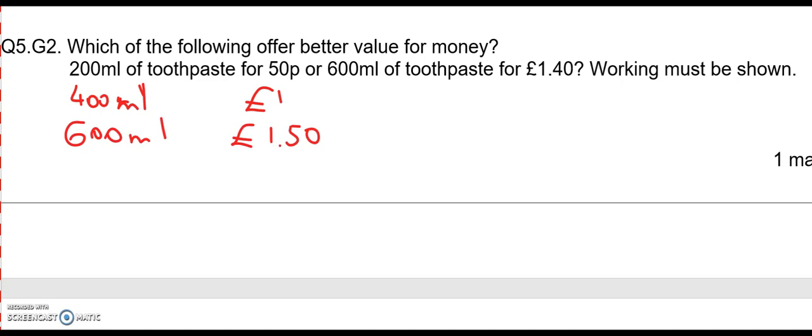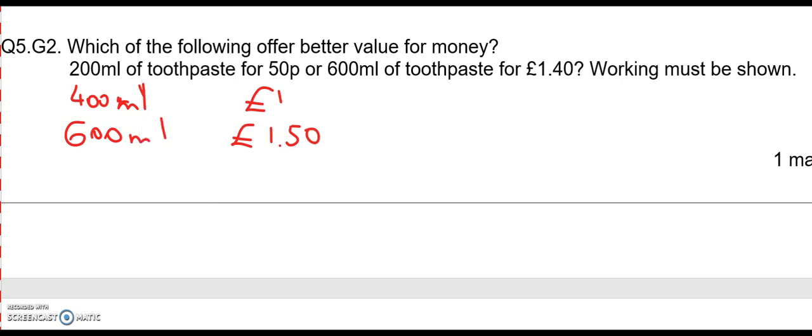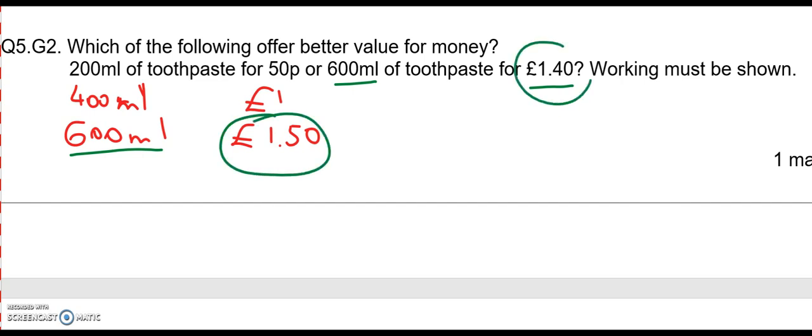So this is the first offer. Now looking at the other offer, which we'll try and do in a different colour, we've got 600 milliliters, which costs £1.40. So same amount of toothpaste, but for the first offer it costs £1.50. For the second one, it is £1.40. So I can see now that the better value for money offer is the second one.